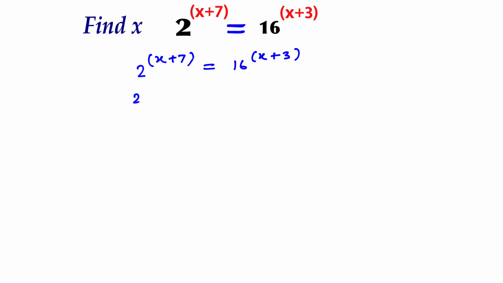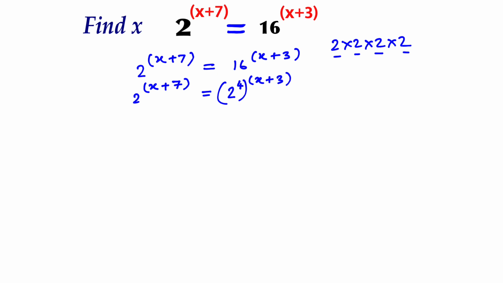Now on the left hand side, let the numbers be as it is, 2 raised to the power x plus 7. But on the right hand side, you see it is 16. So what is 16? 16 is 2 into 2 into 2 into 2. 2 2s are 4, 4 2s are 8, 8 2s are 16. So 2 raised to the power 4 and whole to the power x plus 3. So this is what is given here.